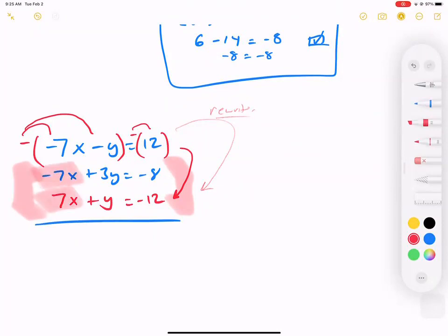And do these cancel out now? Does negative 7 plus 7 cancel out? I hope they do. So those are gone. No more negative 7, positive 7. How about the 3y plus y? 3y plus y is 3 plus 1, which is 4y. And negative 8 minus 12 is negative 20. So here is the point. If they don't cancel out, change one of them so that they do cancel out.